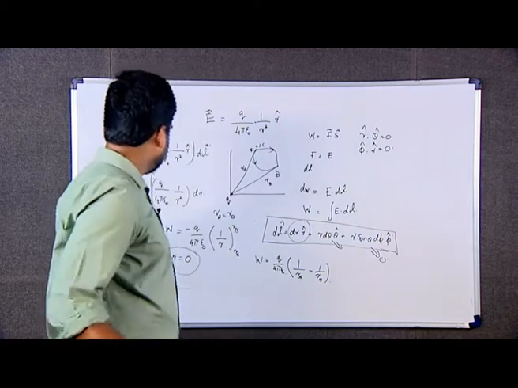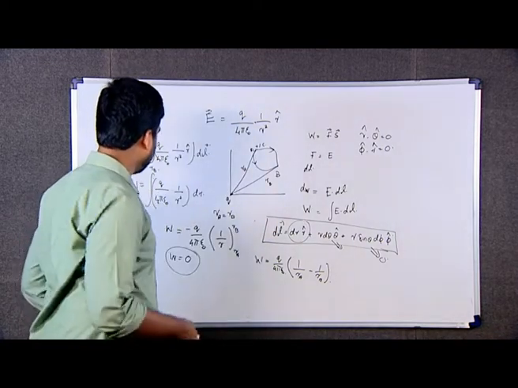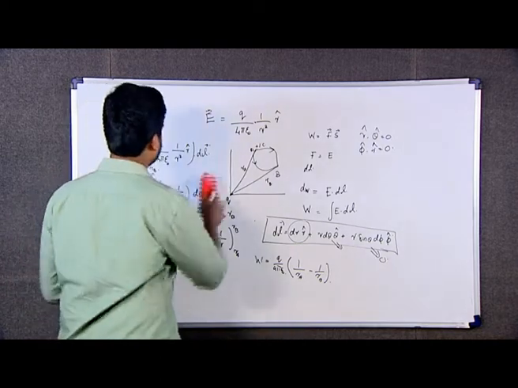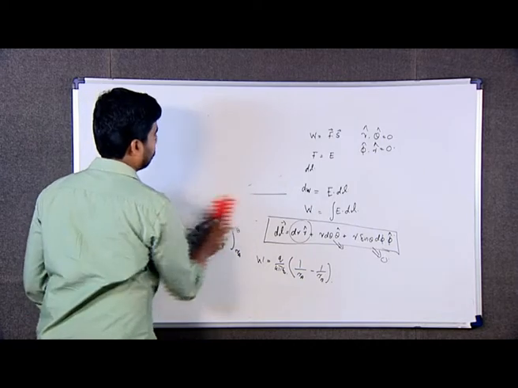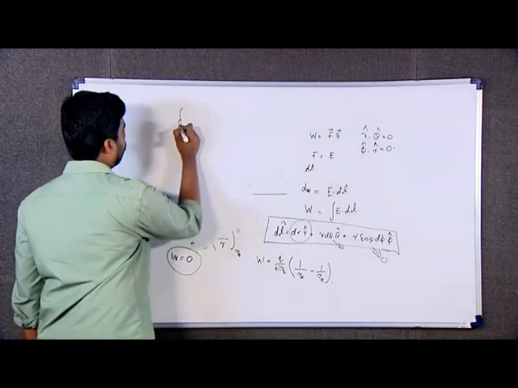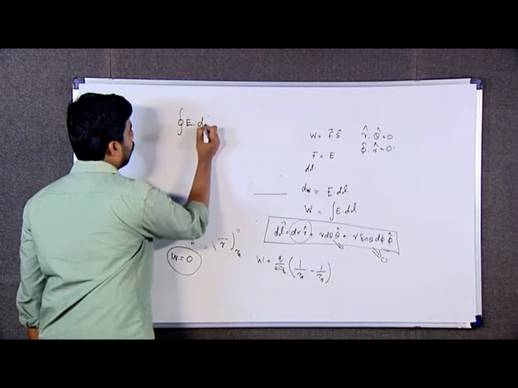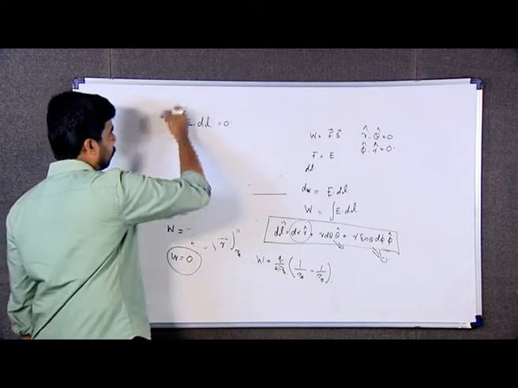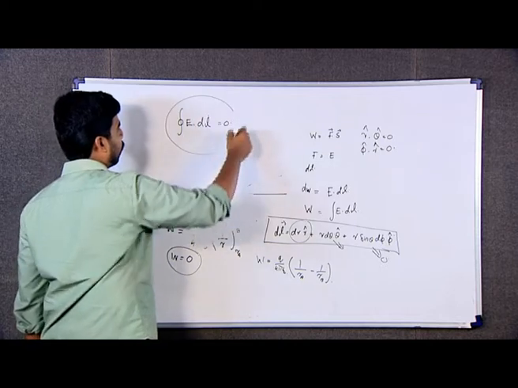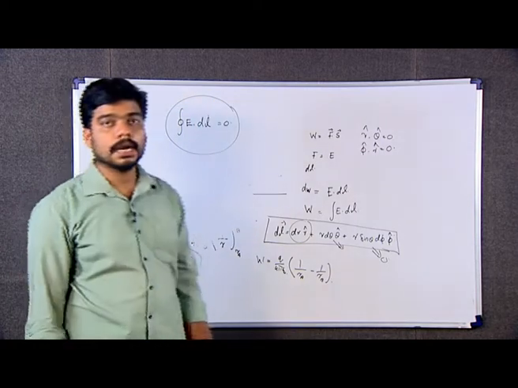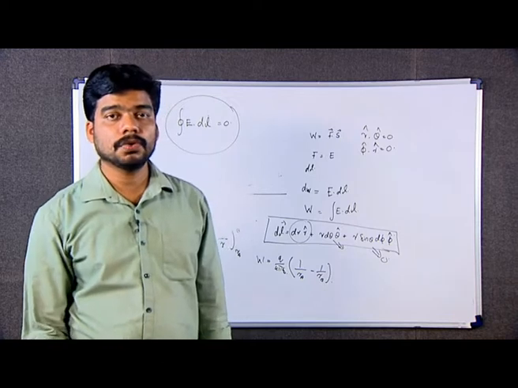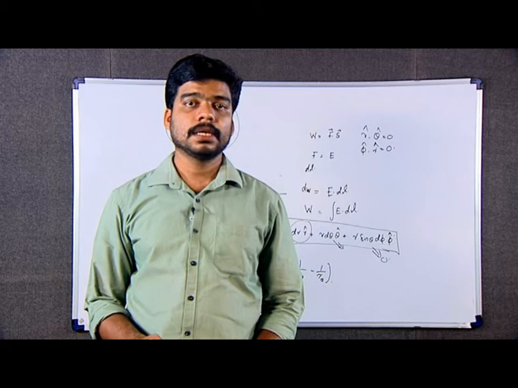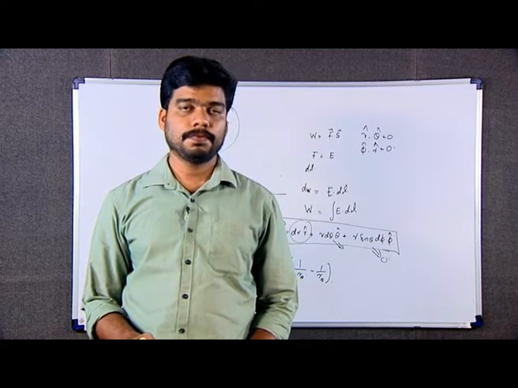So, we have this equation: around a closed path, I can write the closed integral E dot dl is equal to 0. If the force field is a conservative force field, I can write it like this, closed integral E dot dl is equal to 0. This proves that the electrostatic field is a conservative field.